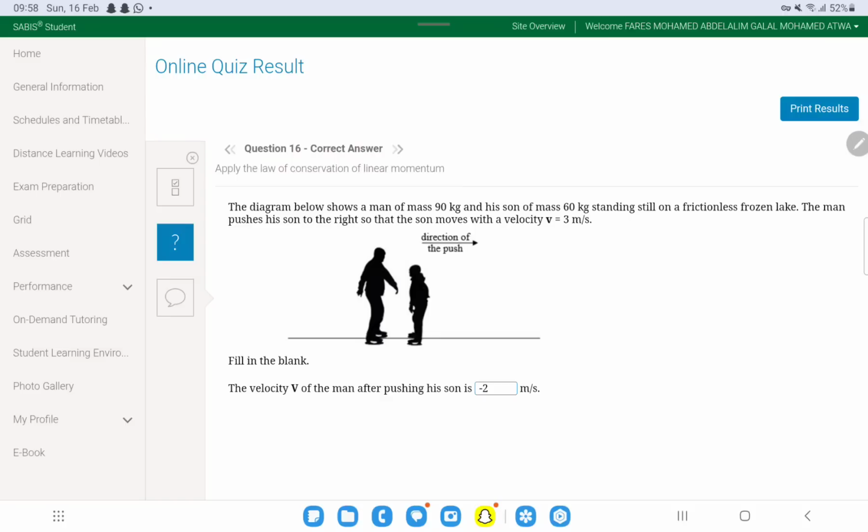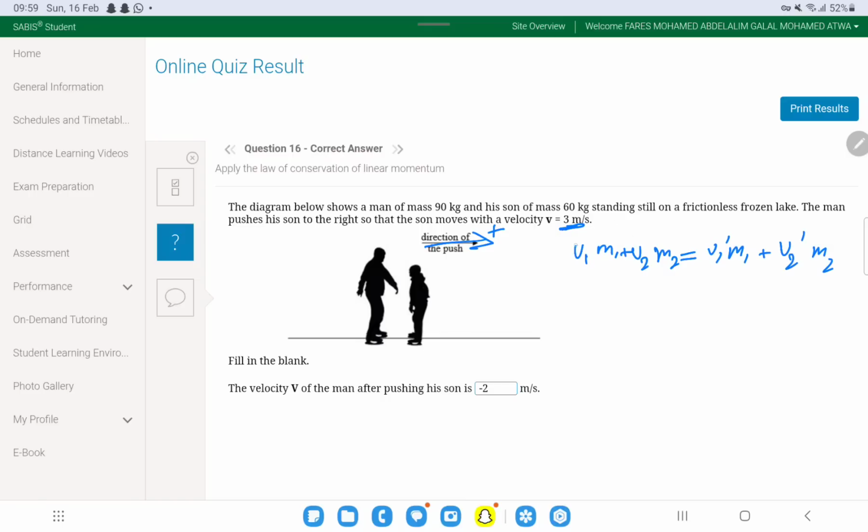The diagram below shows a man of mass 90 kilograms and his son of mass 60 kilograms standing still on a frictionless frozen lake. The man pushes his son to the right, so the son moves with a velocity of v equal 3 meters per second. So he pushes him to the right, and the velocity is positive, so the right is our positive sense. We have v1 m1 plus v2 m2 equals v1 prime m1 plus v2 prime m2.